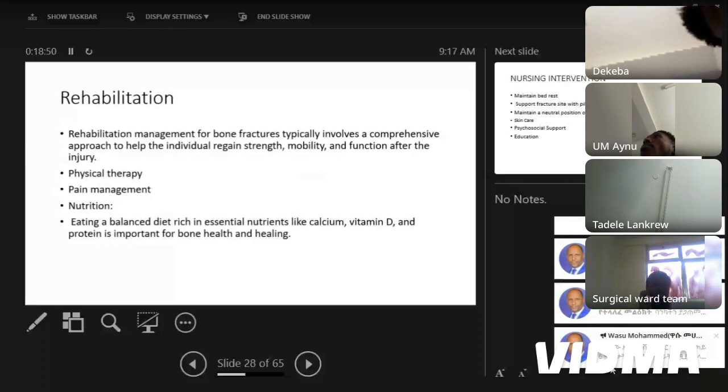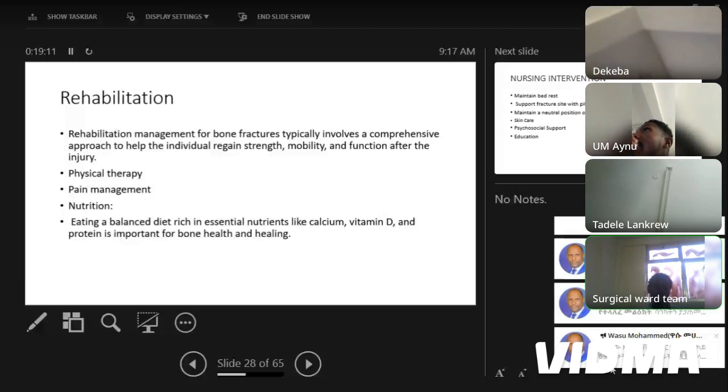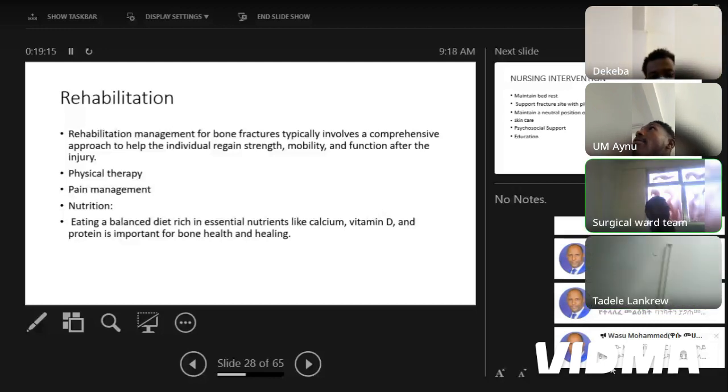The last one is rehabilitation. Rehabilitation management for bone fracture. As I said before, it is to bring the individual back to their original strength. Rehabilitation management for bone fracture typically involves a comprehensive approach to help the individual regain strength and mobility in the condition after the injury. After injury, the individual regains their strength and mobility to their normal condition.